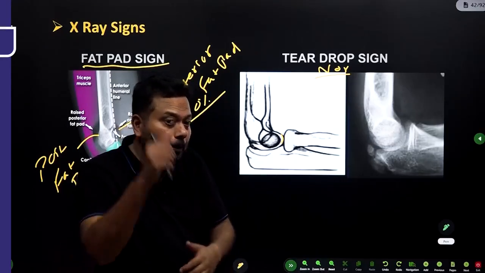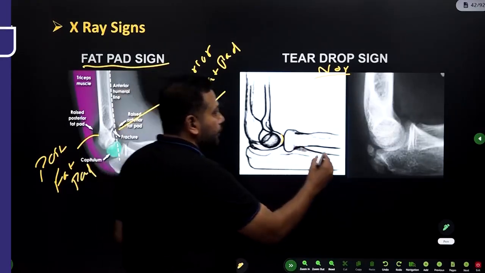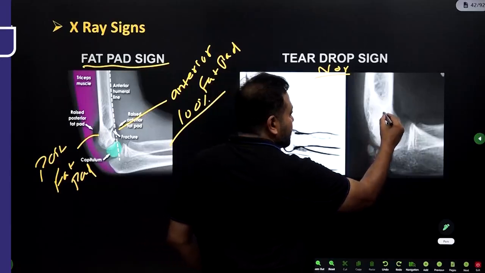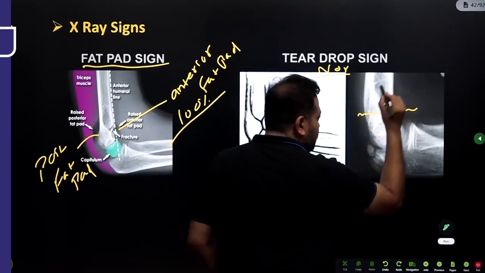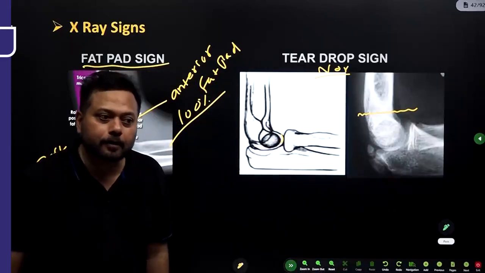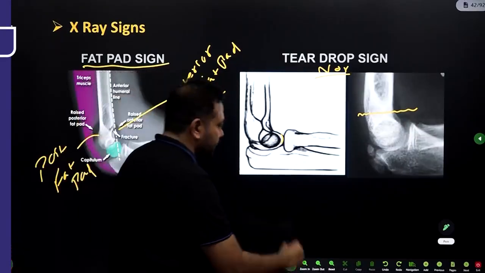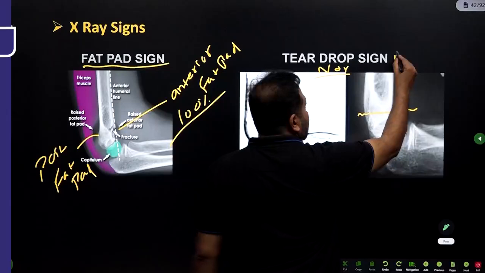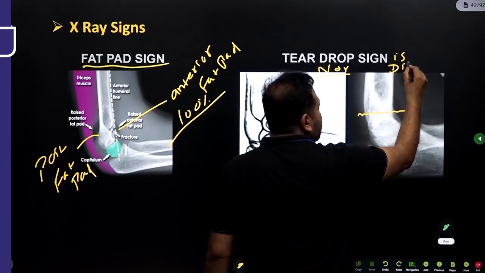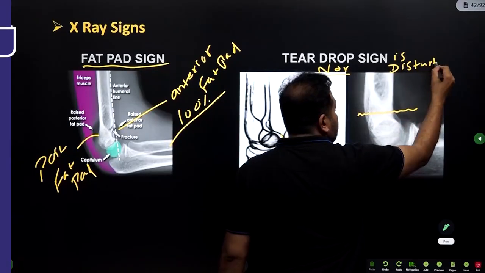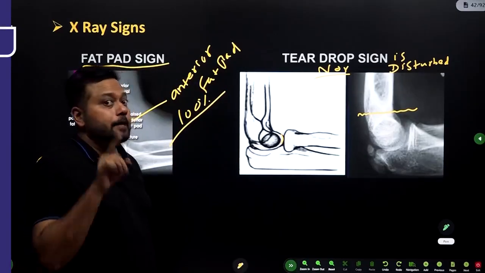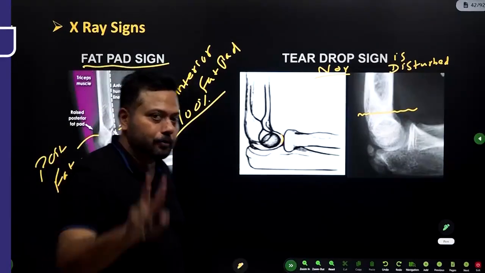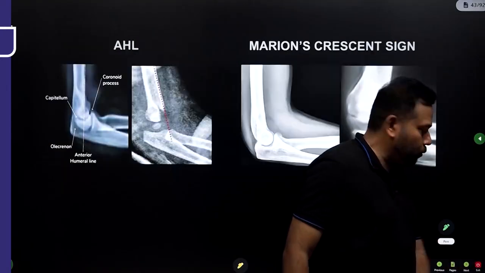What happens in supracondylar fracture? Whenever a supracondylar fracture happens, this should be the area. A fracture line crosses this teardrop. So, the correct explanation: teardrop sign is disturbed in supracondylar fracture. The second radiological sign is over.